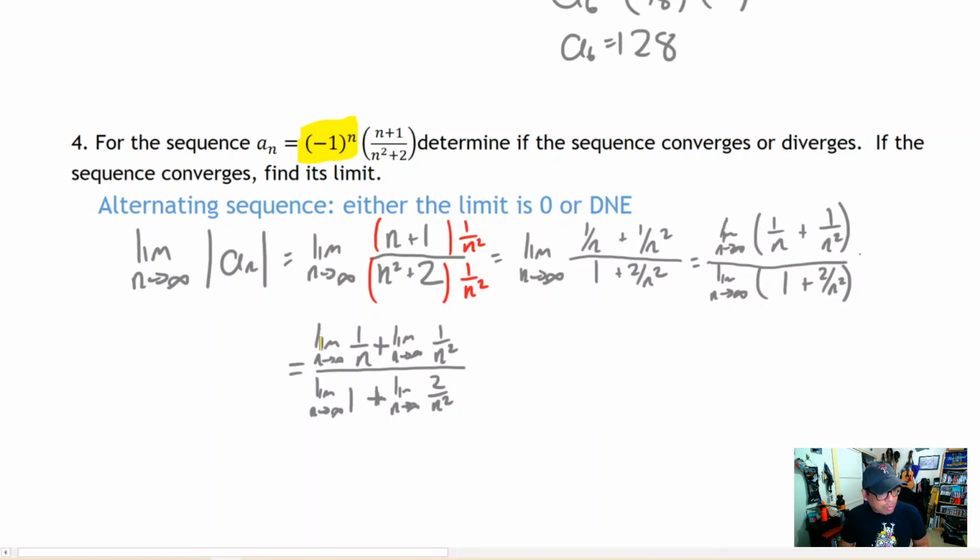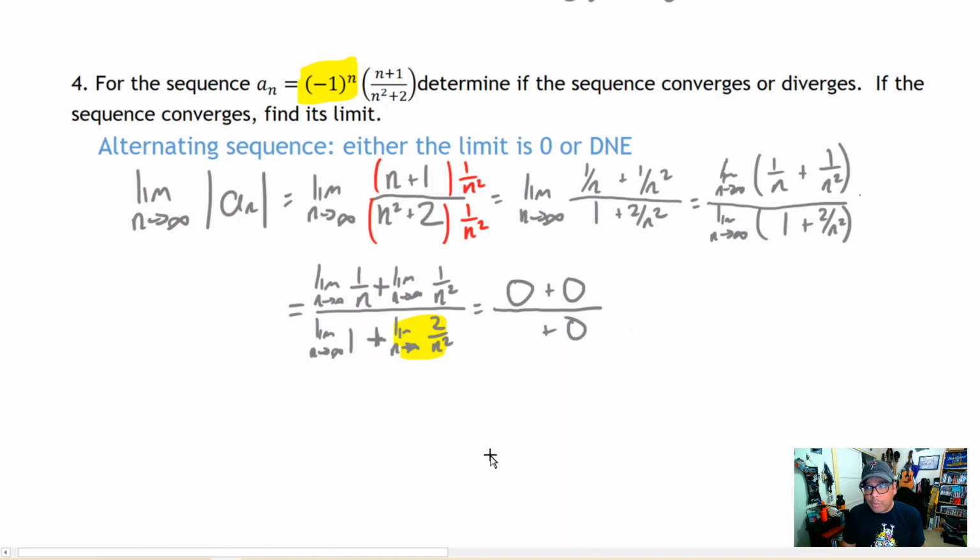So look at this, the limit of 1 over n, that's 0. Because the numerator is staying the same and the denominator is growing. Same thing for 1 over n squared. Same thing for 2 over n squared. But the limit as n approaches infinity for 1, well, there's no n in that expression, so that's just 1. So my denominator isn't equal to 0, so I was okay to use the division part of the limit properties. Well, 0 plus 0 over 1 plus 0, of course, that's equal to 0.